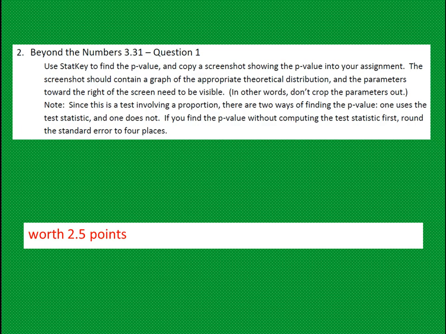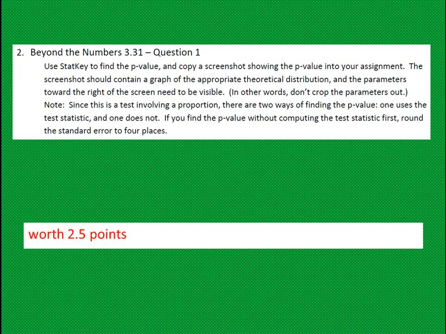1 point for using the correct distribution to find the p-value, half a point for the mean and standard deviation specified on the right side, half a point for the correct cutoff, and half a point for the correct tail. So like left tail or right tail or both tails. That's what I mean by correct tail.